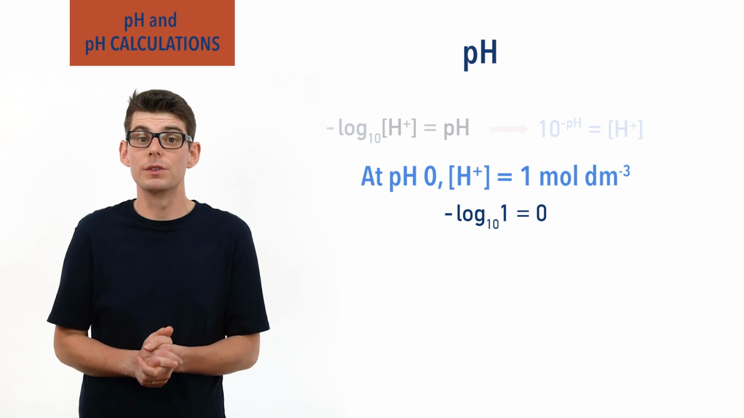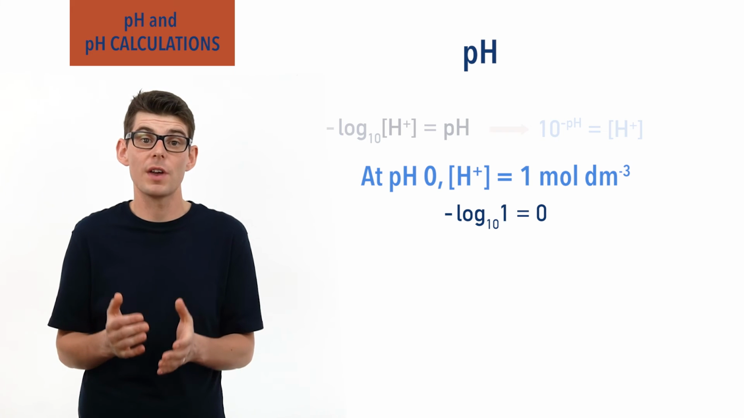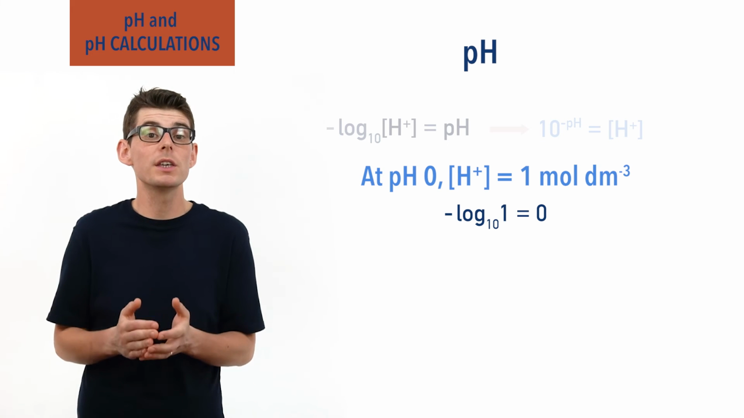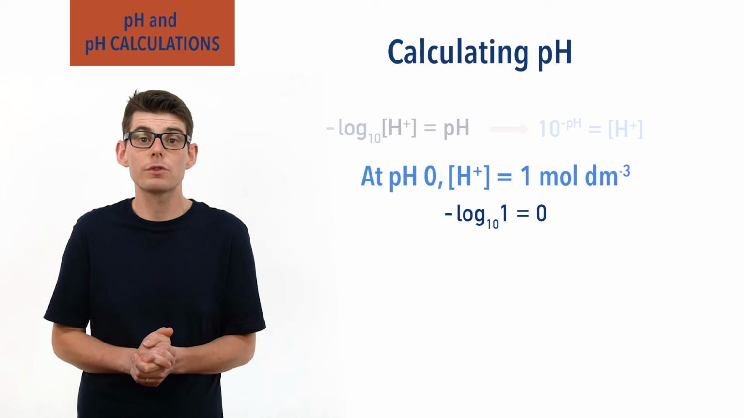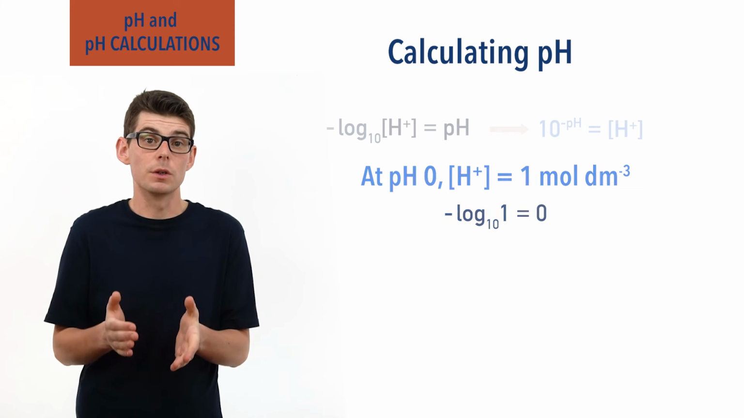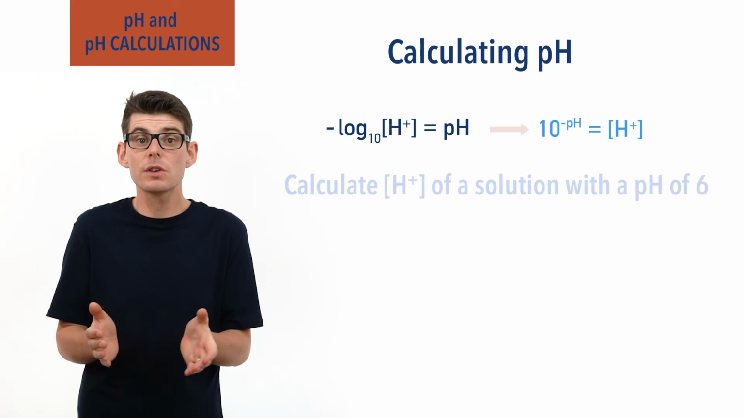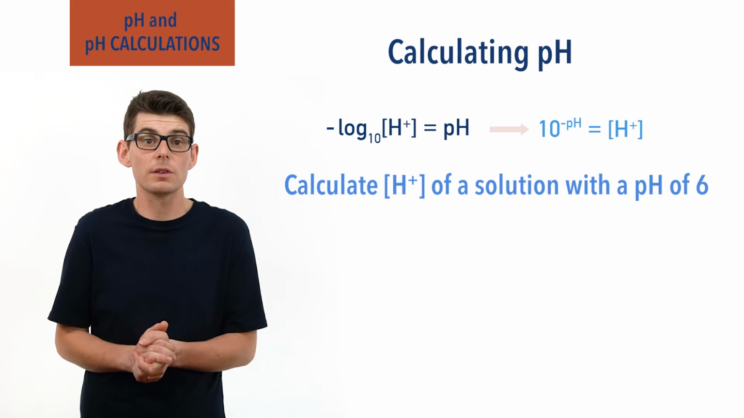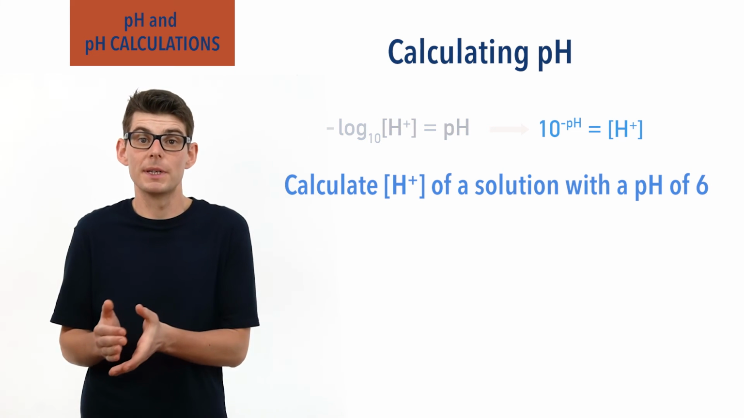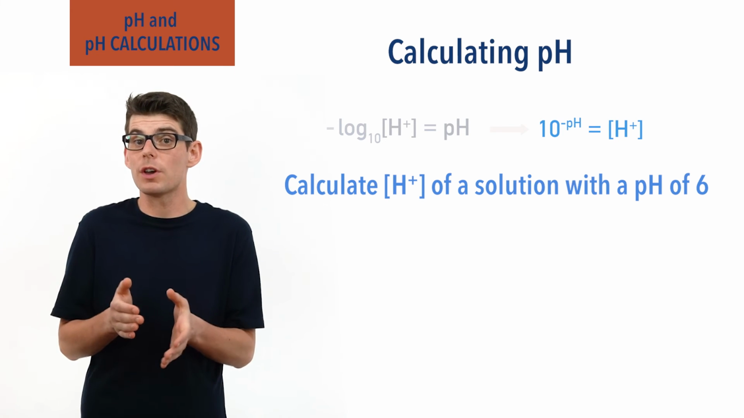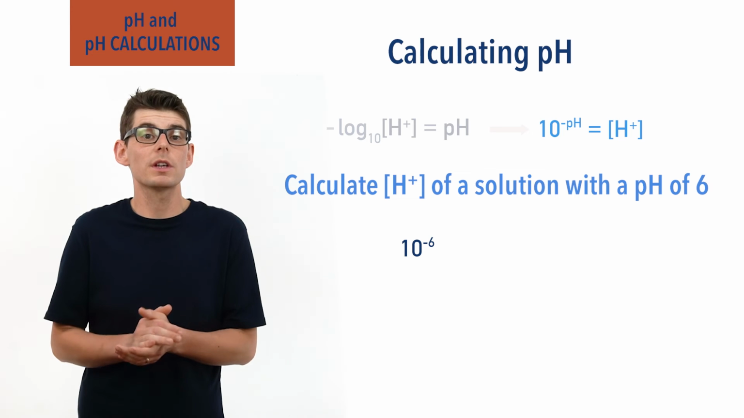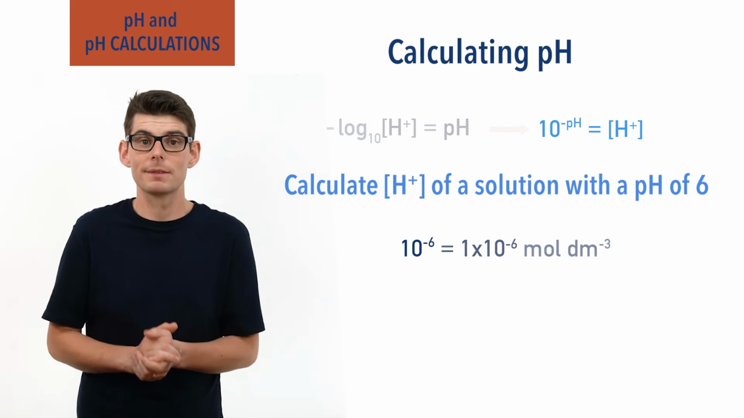Using these two expressions, we can find the concentration of H+ ions in a solution by using its pH. For example, to find the concentration of H+ ions in a solution with a pH of 6, we just use concentration of H+ ions equals 10 to the power minus pH. The pH value here is 6, meaning concentration of H+ ions equals 1 times 10 to the power minus 6.